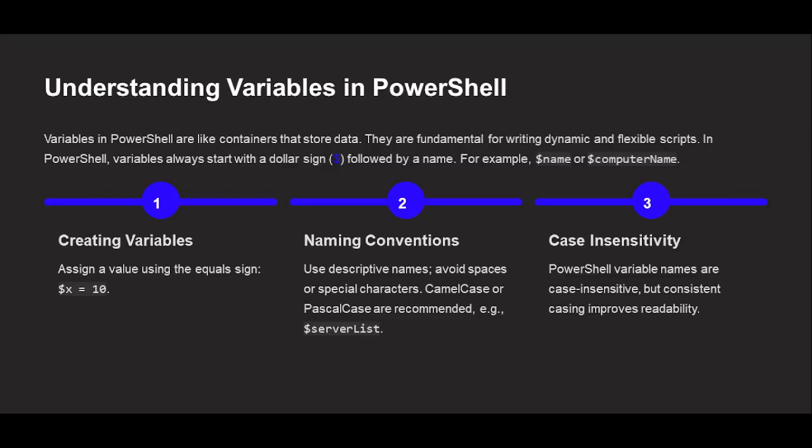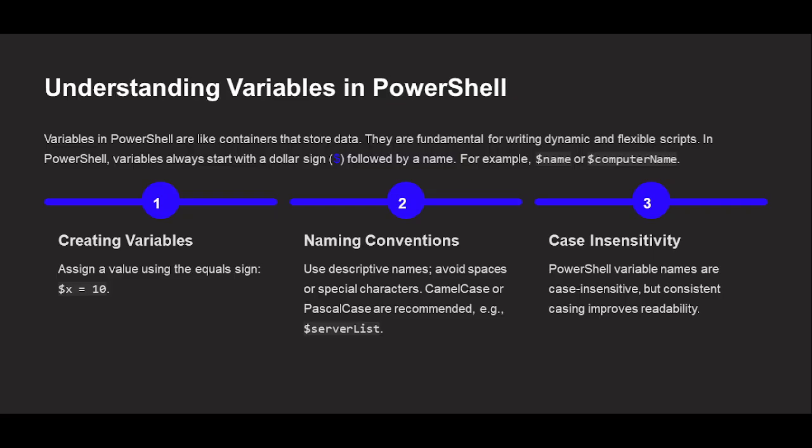So what are variables? They are kind of containers which store data. They are fundamental for writing dynamic and flexible scripts in PowerShell. Variables always start with a $ sign. If you can see in this first slide, creating a variable, we always start with the $ sign and then we write a variable name to it. For example, here I am defining a variable $x and I am assigning a value to it.